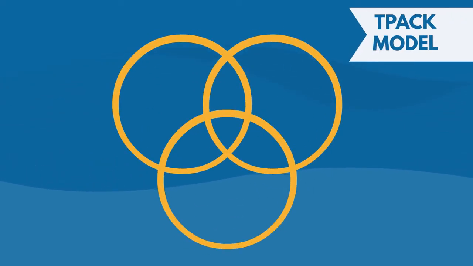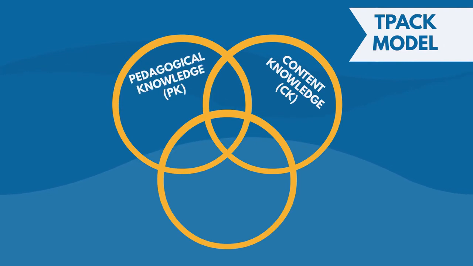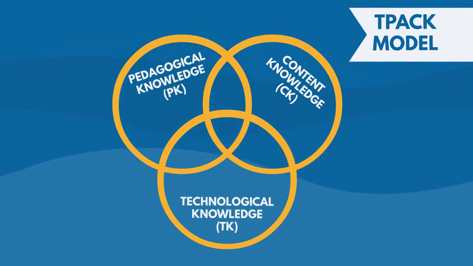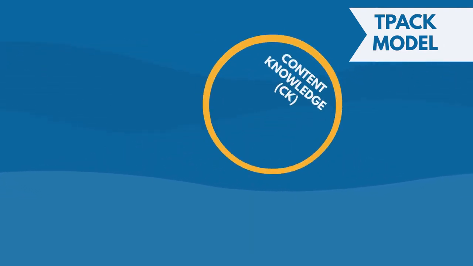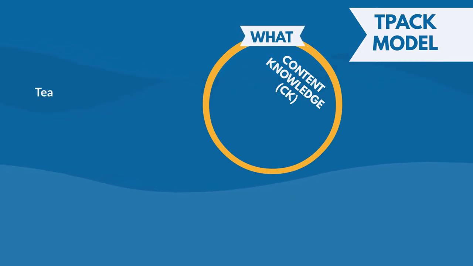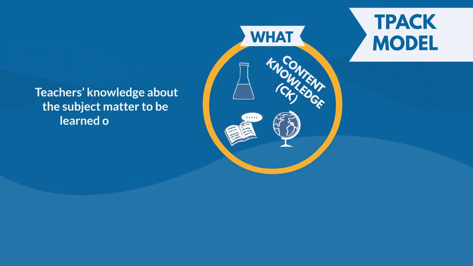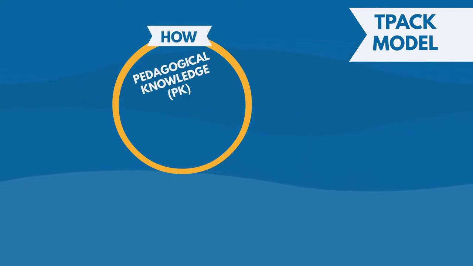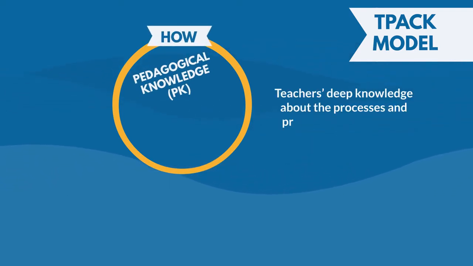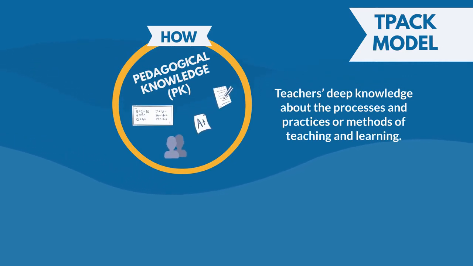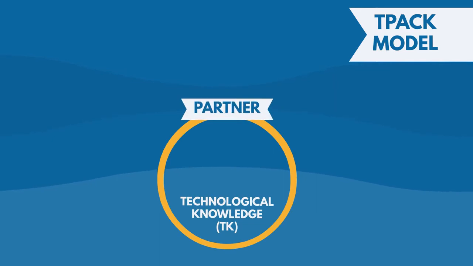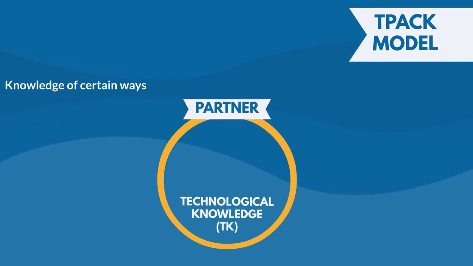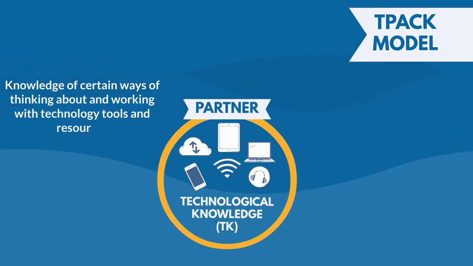This framework includes 3 types of knowledges: content knowledge, pedagogical knowledge, and technological knowledge. Content knowledge is the what. It refers to a teacher's knowledge about the subject matter to be learned or taught. Pedagogical knowledge is the how. It refers to a teacher's deep knowledge about the processes and practices or methods of teaching and learning. And technological knowledge is the partner. It is the knowledge of certain ways of thinking about and working with technology tools and resources.